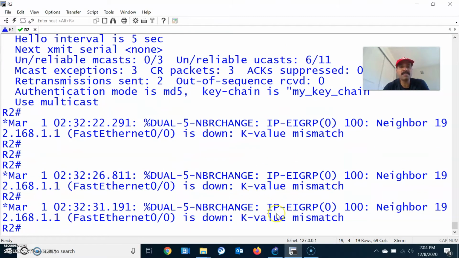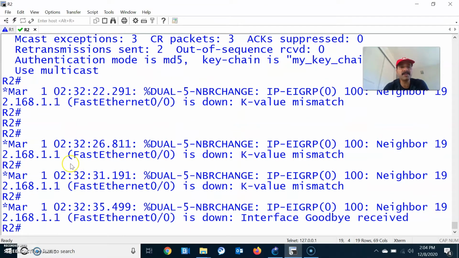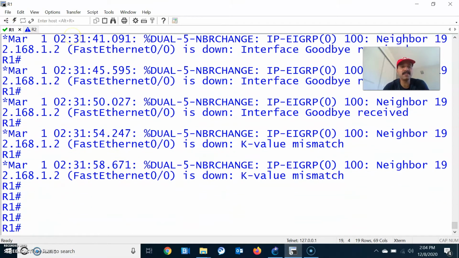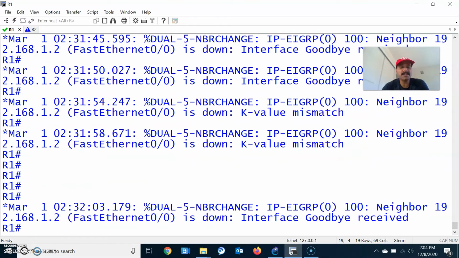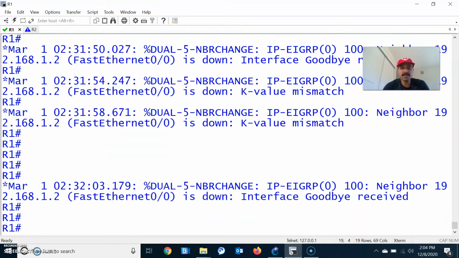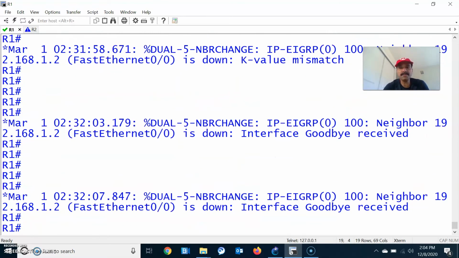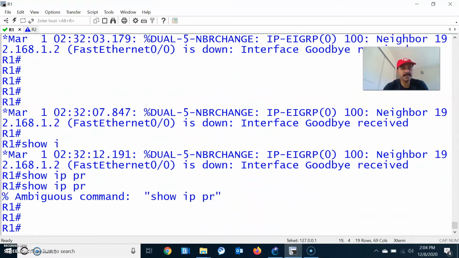Again now we are seeing some other error, right? There is a K-value mismatch. K-value mismatch from 1.1, right? So how can we fix that issue? The K-values are what EIGRP uses to compute the metric. The K-values are a combination of bandwidth, load, delay, reliability and MTU. So now what we can do, let us go to show IP protocols.